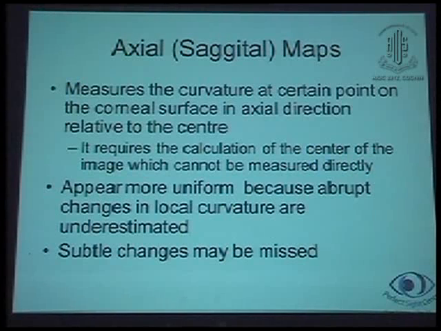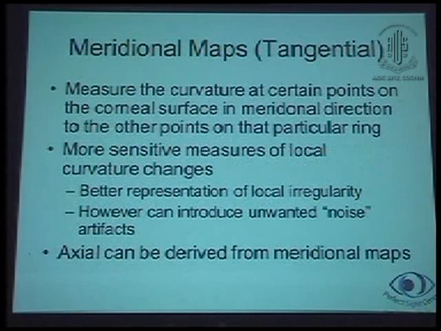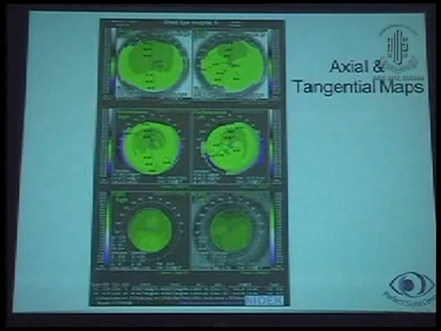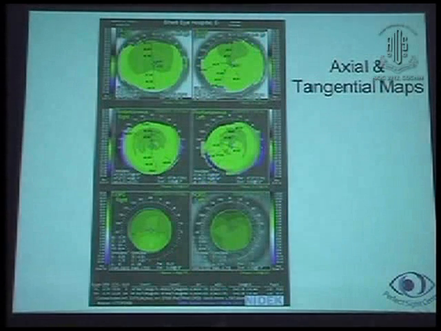As a result, it gives you a good overview, but subtle changes may be missed. In contrast, tangential maps give a better representation of the local irregularity, but they may bring in artifacts. And axial maps can be derived from meridional maps also. So if you look at this, the top two are the right and left eye axial maps.